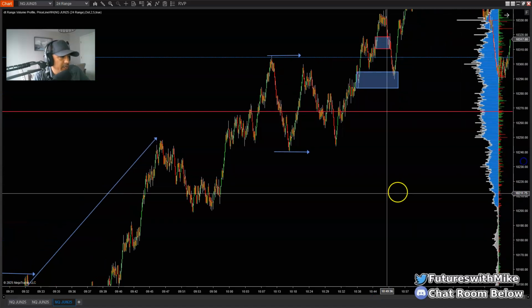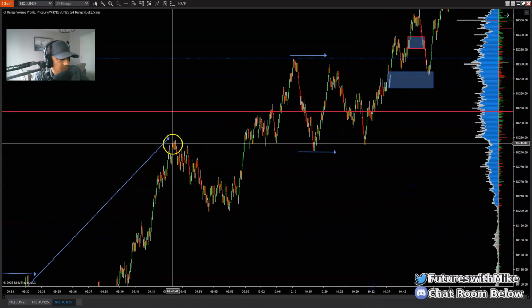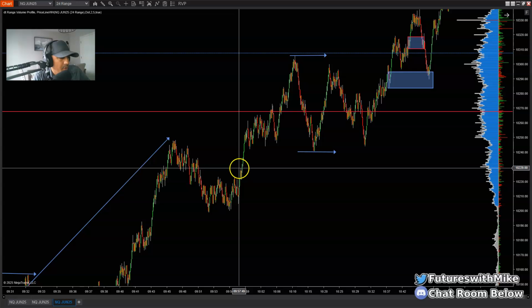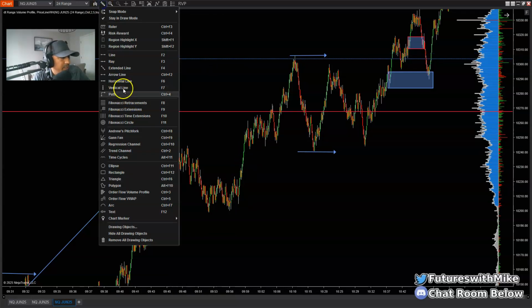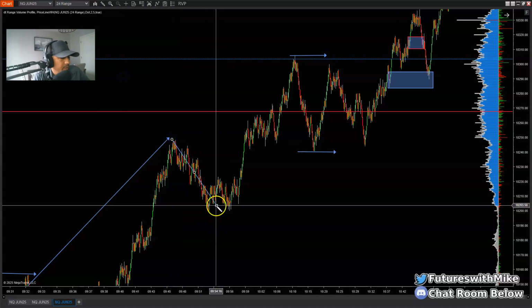Okay, so look here, like right here, we can see that this was a high, a higher low, broke this area here. This will be our pullback. Let's just take a look here. I'm going to draw it up.